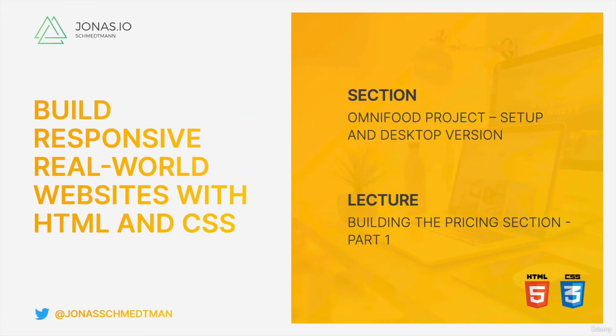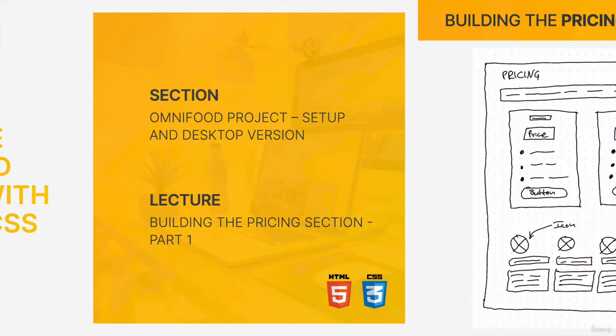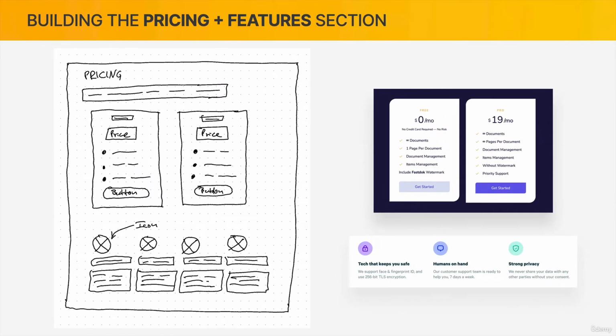So we're getting closer to the end of our OmniFood project, but there's still 3 sections to go. And so this next one will be the section on pricing and features. So remember how we had already decided that we're going to join together the pricing and also the features of the OmniFood product into one single section. And so this is the one we will build over the next few lectures.